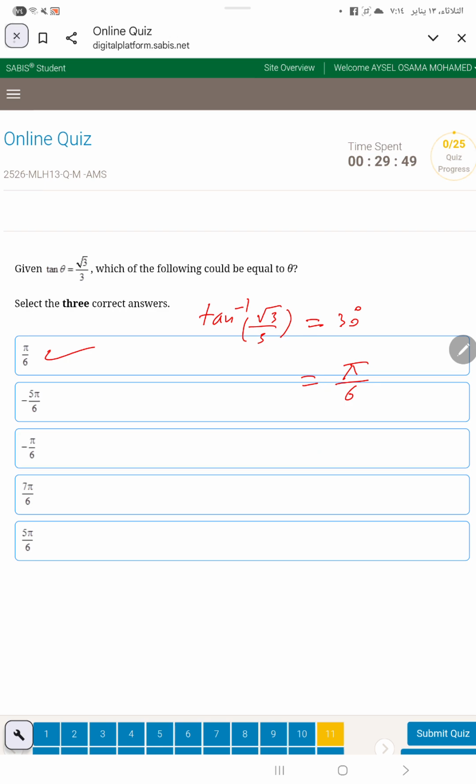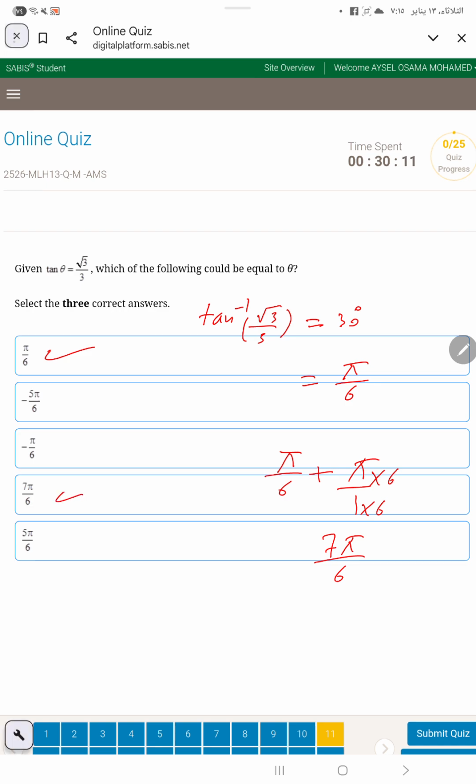For tan, we can add 180 or pi to the answer. So pi over 6 plus pi. You should have same denominator, so multiply by 6 up and down. So you get 7 pi over 6. And this option is correct.